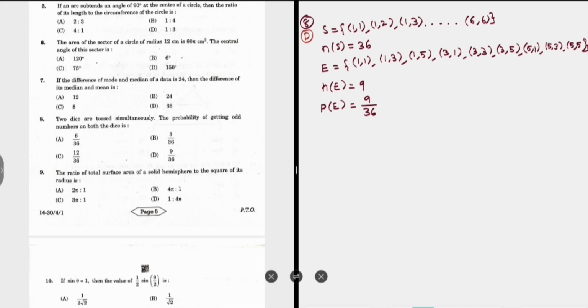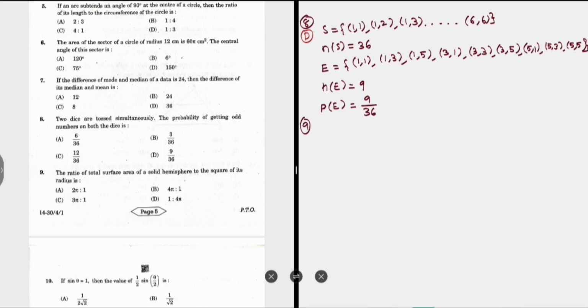Probability question, option D. Now question number 9. Question number 9 is from surface areas and volumes. Here what is given: we have to find the ratio of the total surface area of a solid hemisphere to the square of its radius.